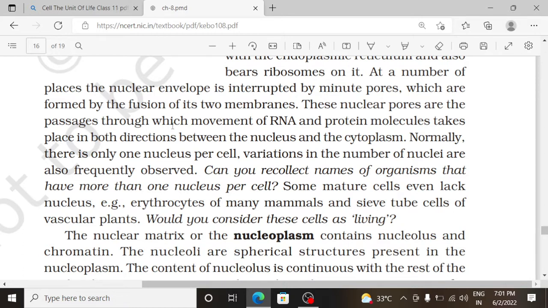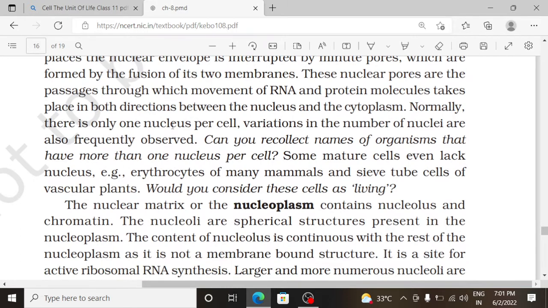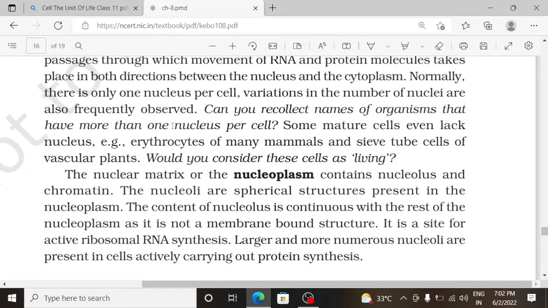Normally, there is only one nucleus per cell. Variations in the number of nuclei are also frequently observed. Can you recollect names of organisms that have more than one nucleus per cell? Some mature cells even lack nucleus. Example, erythrocytes of many mammals and sieve-tube cells of vascular plants. Would you consider these cells as living?